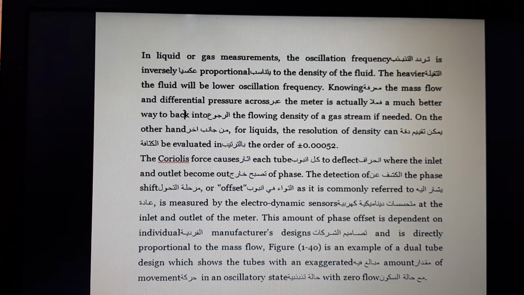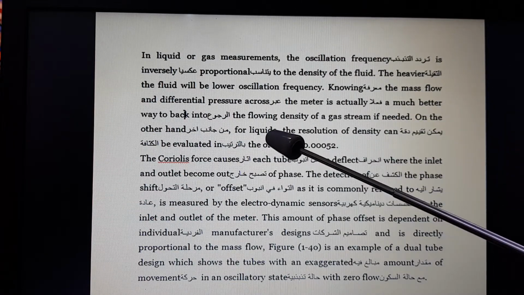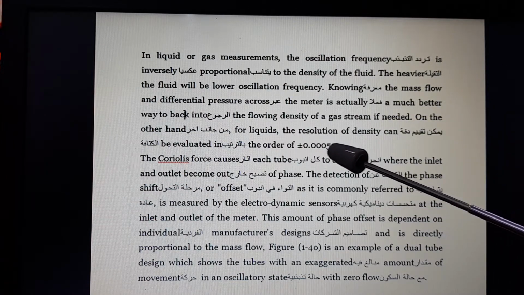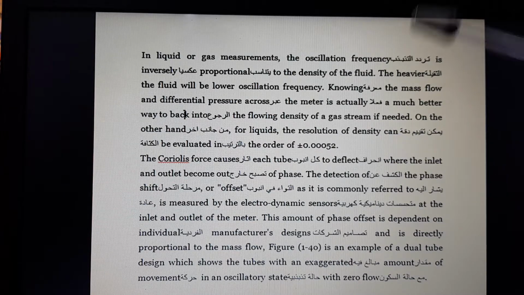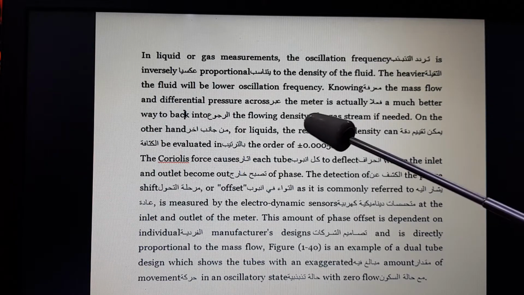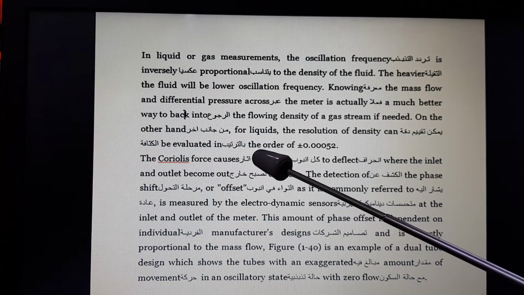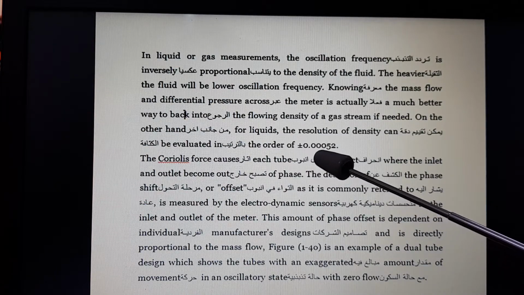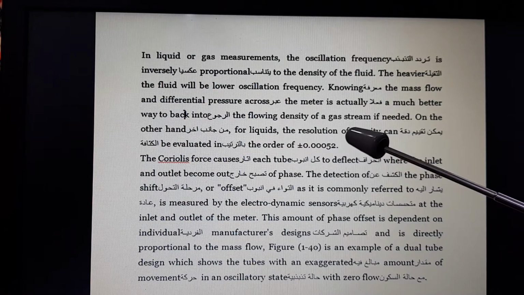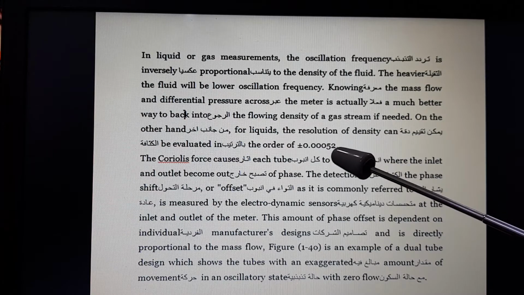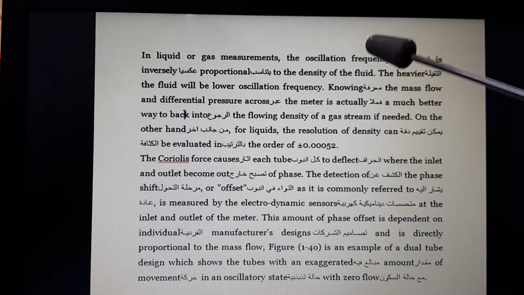On the other hand, for liquid the resolution of density can be evaluated in the order of 0.3052.